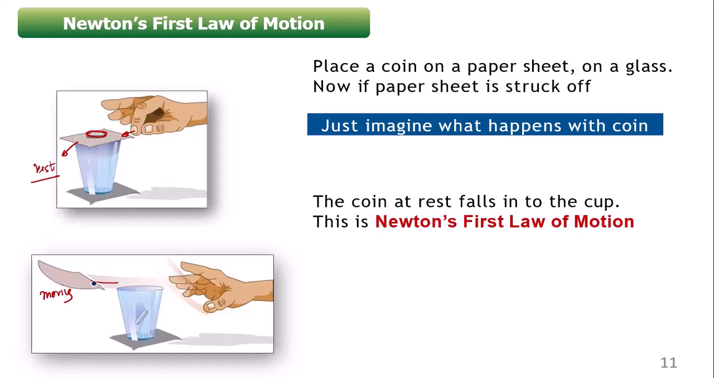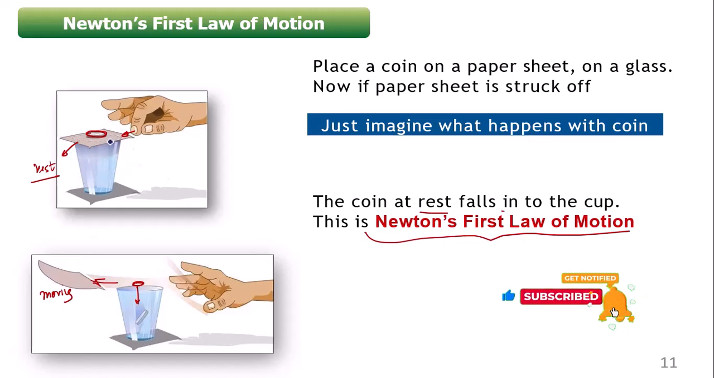Once I apply the force, the cardboard moves, but there is not sufficient time for the coin to get its state changed. I am applying the force on the cardboard, because of that the cardboard's state is changed, but the coin is not getting sufficient time to change its state of rest. So now the coin will go inside the glass. The coin at rest falls in the cup because of Newton's first law. Once I apply the force, the state has changed, but I am applying the force on the cardboard itself, so it creates the change of state for the cardboard, not the coin placed above the cardboard.